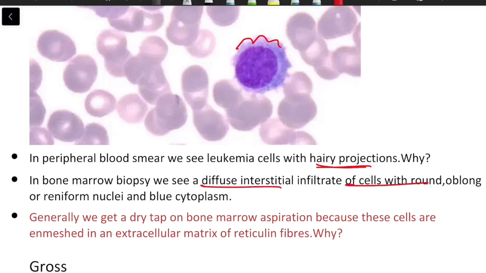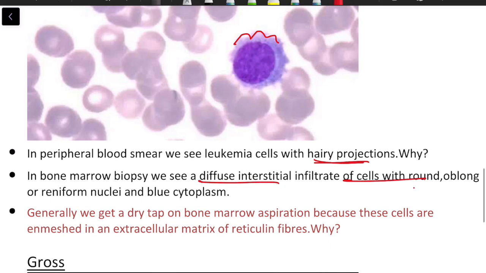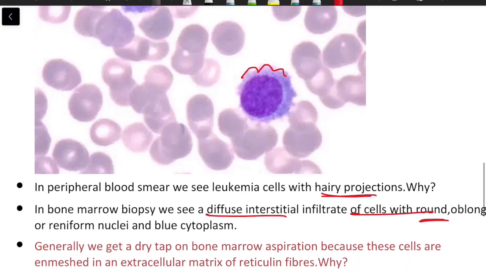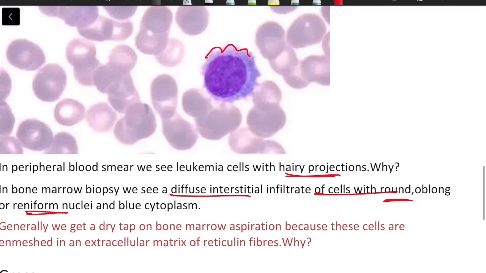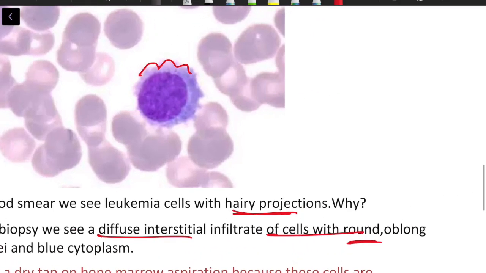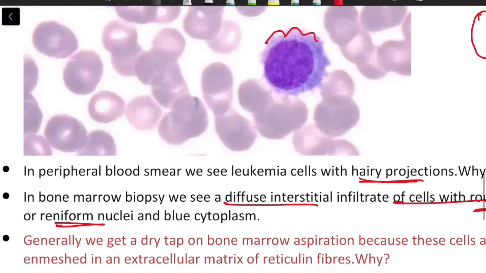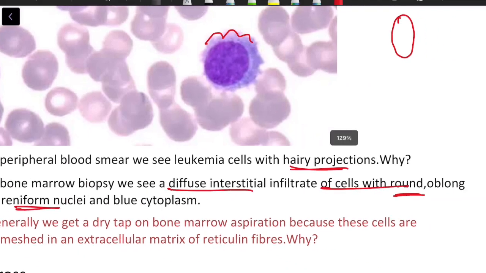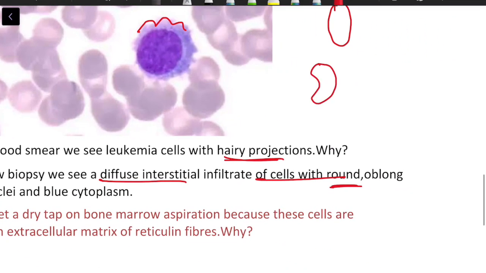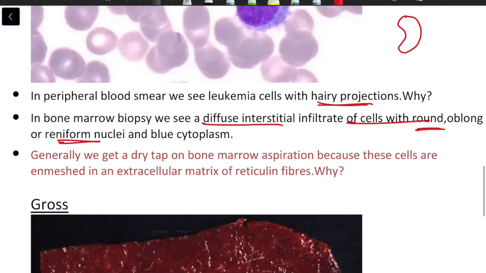Also, in bone marrow biopsy, we see a diffuse interstitial infiltrate of cells with round, oblong or reniform nuclei. Now, what do you mean by oblong? Oblong means the nuclei are oval shaped. And reniform, where reni stands for kidney, means the nuclei are kidney shaped, like this. And blue cytoplasm. Generally, we don't take a bone marrow aspiration because we get a dry tap.